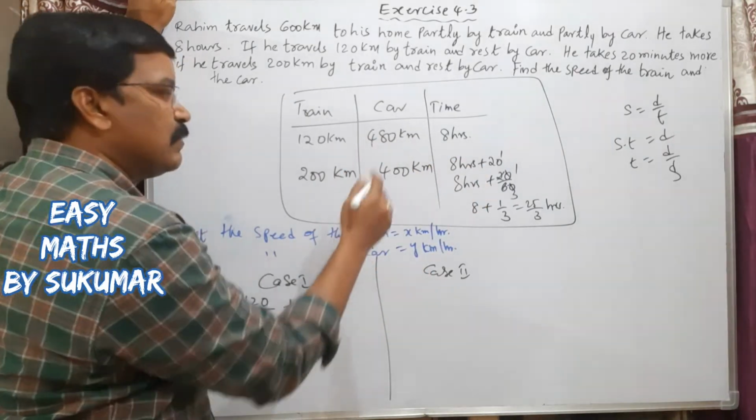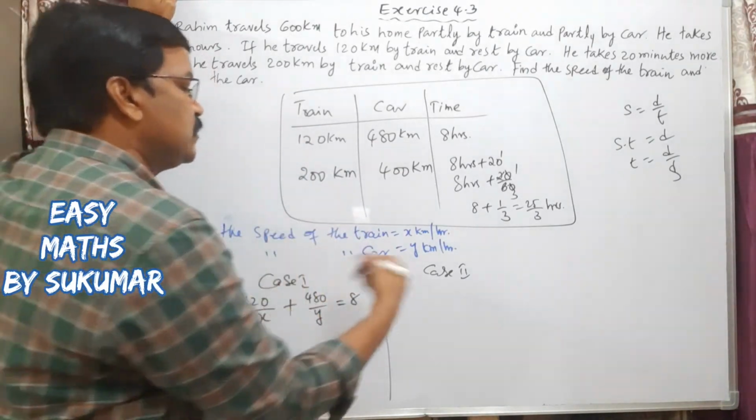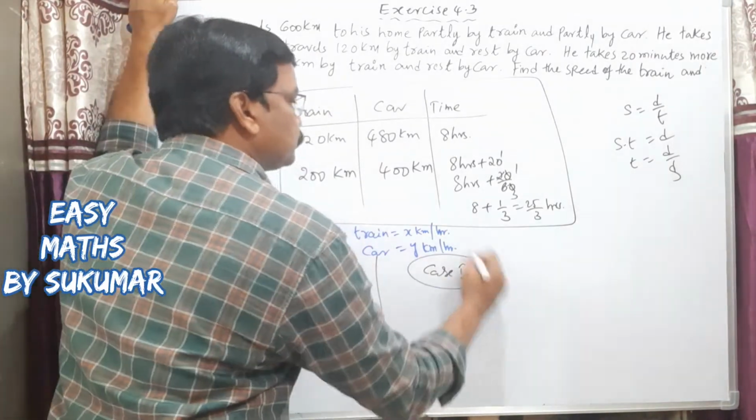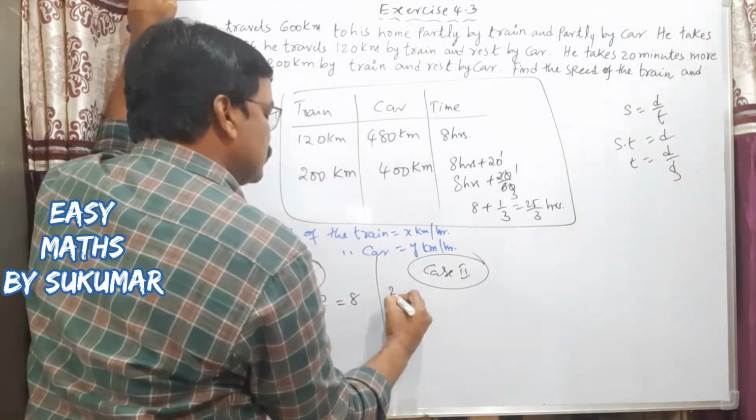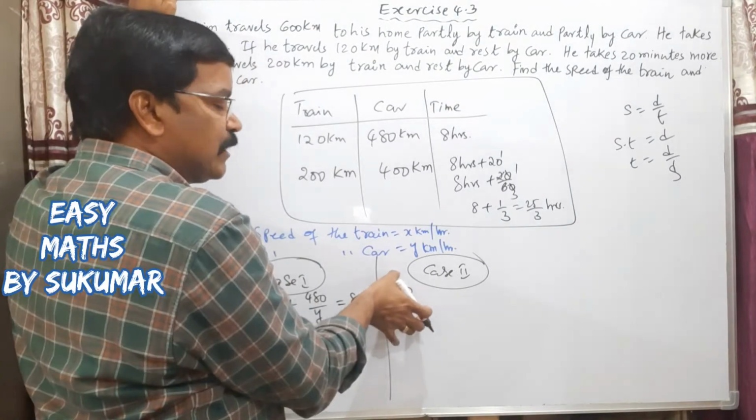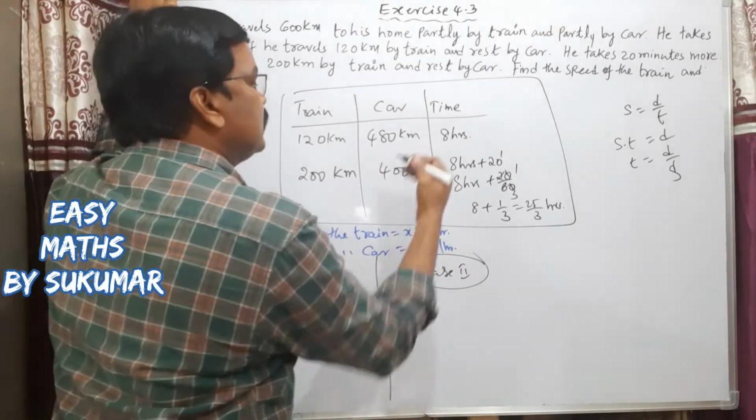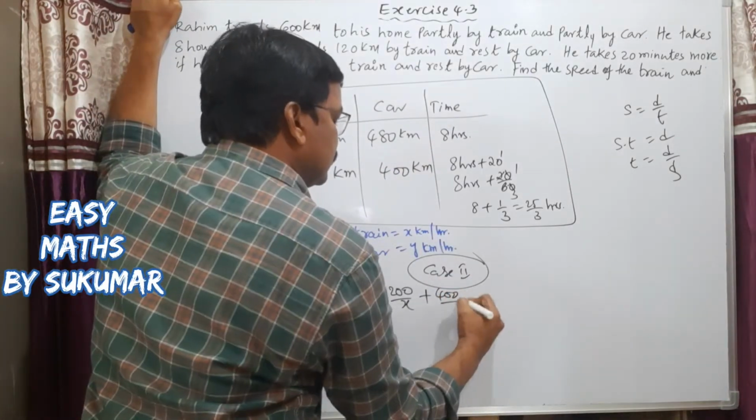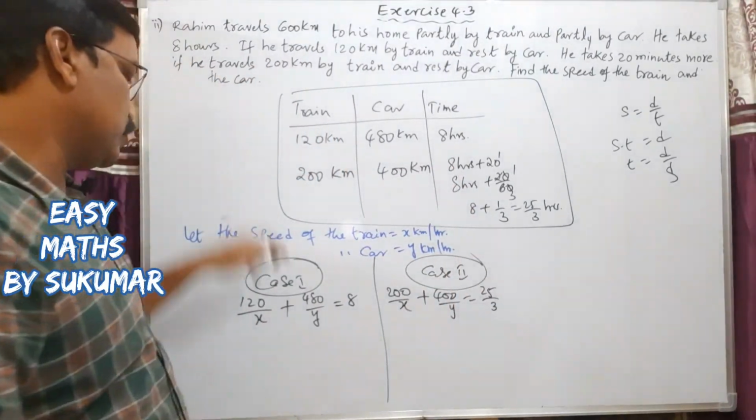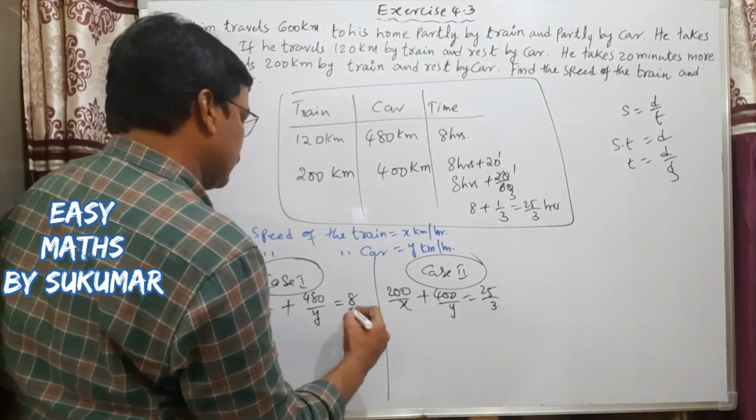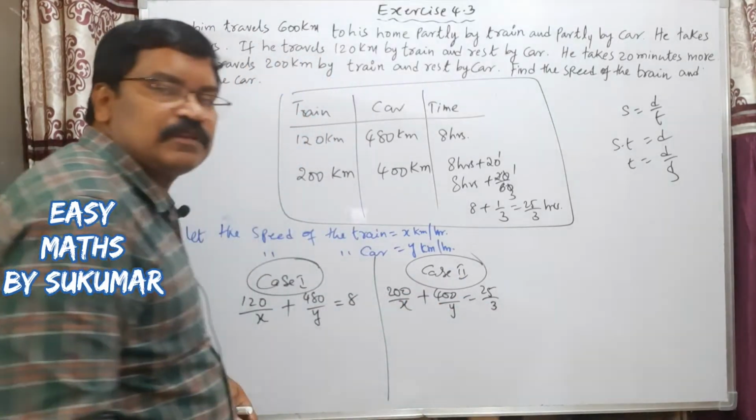So the time taken to travel 480 kilometers by car is equal to 480 by y. So it is equal to 8. Similarly, coming to the second situation, the distance traveled by train is 200 kilometers, that is 200 by x. That is, the time taken to travel 200 kilometers by train is 200 by x, plus here the distance is 400 and the speed of the car is y. So this is equal to 25 by 3. So the first equation is 120 by x plus 480 by y is equal to 8. And the second equation is 200 by x plus 400 by y is equal to 25 by 3.